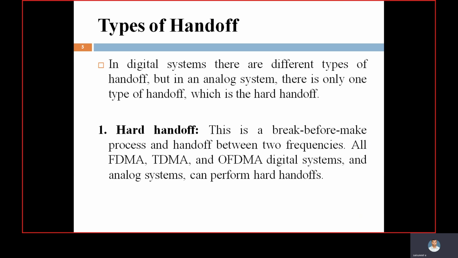First, we have to discuss hard handoff. This is available for analog systems. In hard handoff, the other name is break before make. Examples of hard handoff are used in FDMA techniques, TDMA, and OFDMA. Digital cellular systems can also use this hard handoff. Now I am explaining this hard handoff with this figure. See this figure. The second part of this figure is the hard handoff, also called break before make.